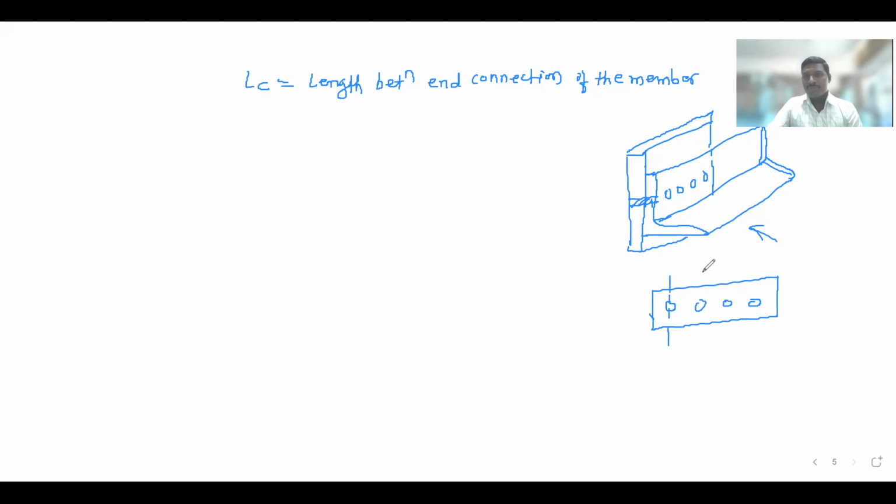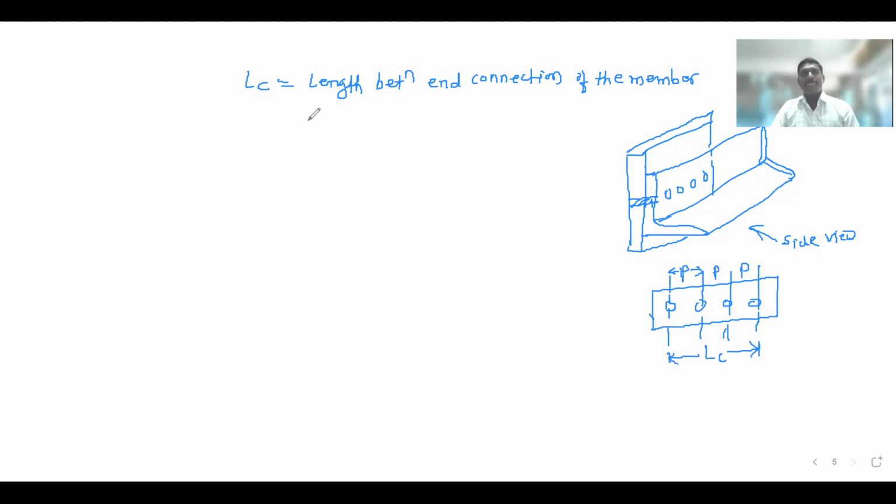So now, what is this distance? E. Center to center distance between bolts, the pitch distance. So this is the P, this is the second P, this is the third P. If 4 bolts are there, 3 P distances are there. So now this distance is LC.